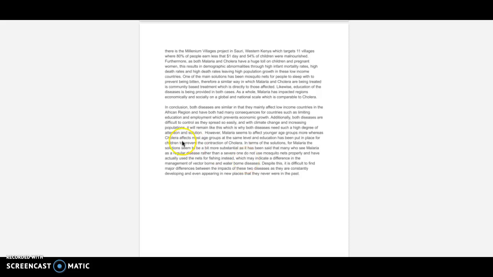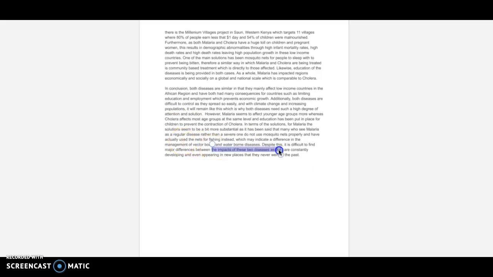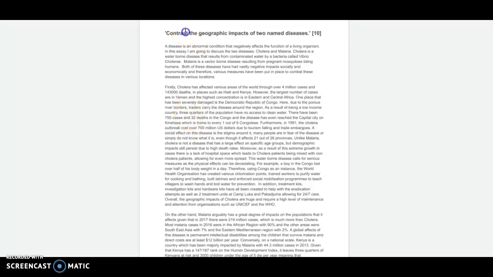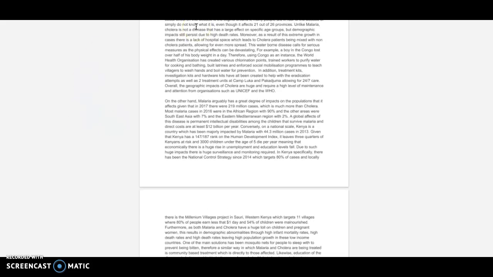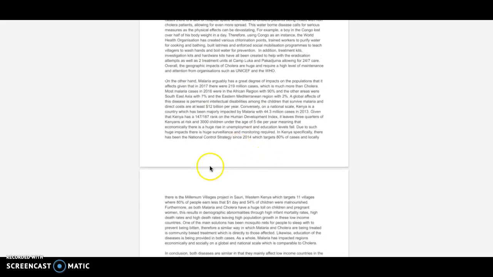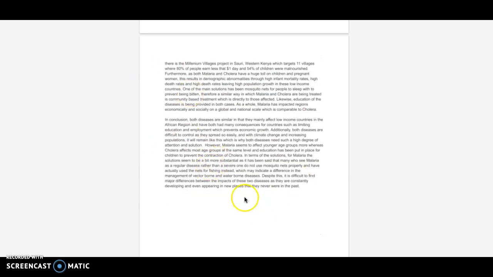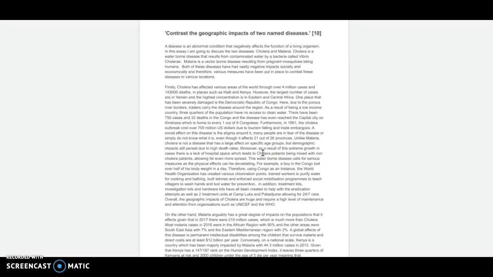Despite this, it's difficult to find major differences between the impacts of these 2 diseases, as they're constantly developing and appearing in new places that they never were in the past. So again, I'm bringing everything I've said, and I've been building on this conclusion through the whole thing, and then I'm finally coming to this evaluation, comparing and contrasting, and then I'm bringing it into a bit of a larger scale, and this could be applied to diseases that aren't just cholera and malaria. So I'm bringing it onto a more broad scale in the conclusion.